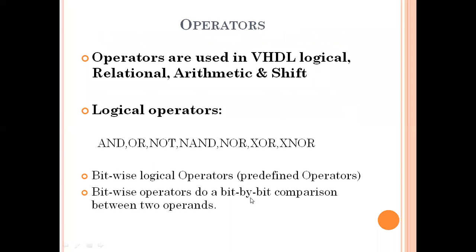Next is operators, which are very important. In the previous example, we considered a logical operation. These operators are important in behavior when we have to perform different operations, right? So what operators are used in behavior? Logical, relational, arithmetic, and shift operators.